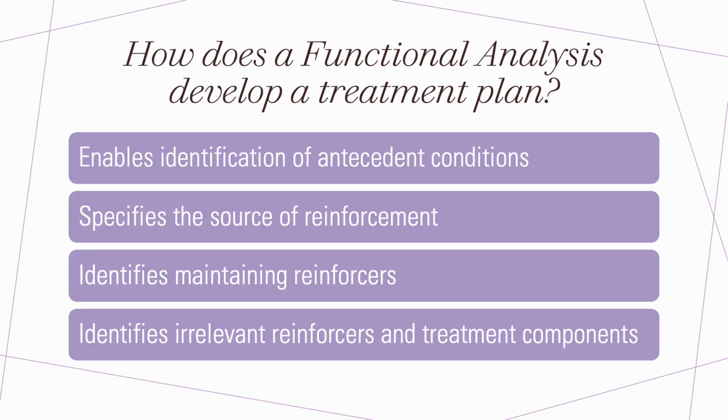A functional analysis enables the development of treatment in 4 ways. First, it enables the identification of antecedent conditions, that is, motivating operations and discriminative stimuli that occasion the problem behavior. Second, it specifies the source of reinforcement, whether that is social positive, social negative, or automatic. Third, it identifies maintaining reinforcers used to strengthen alternative behaviors. And finally, it enables the identification of irrelevant reinforcers and treatment components.